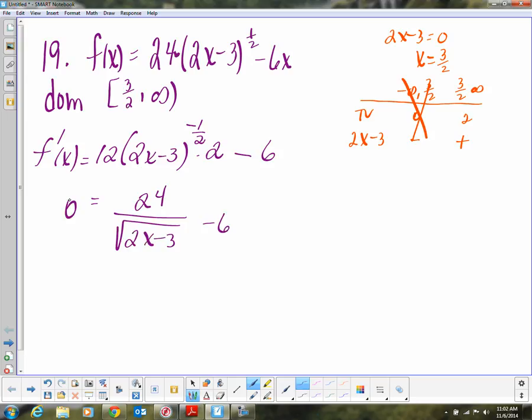Yes? Do you always have to set up that table? If you don't need it to get the domain correct, no. But in the beginning, yes, because we were preparing for this unit. Why? Because it was an even root, and even roots have negative issues, and negative issues require tables. Does that make sense? Only negative issues. Yes? Why is it a bracket at 3 halves? Because that was not in the denominator. So we can square root 0.